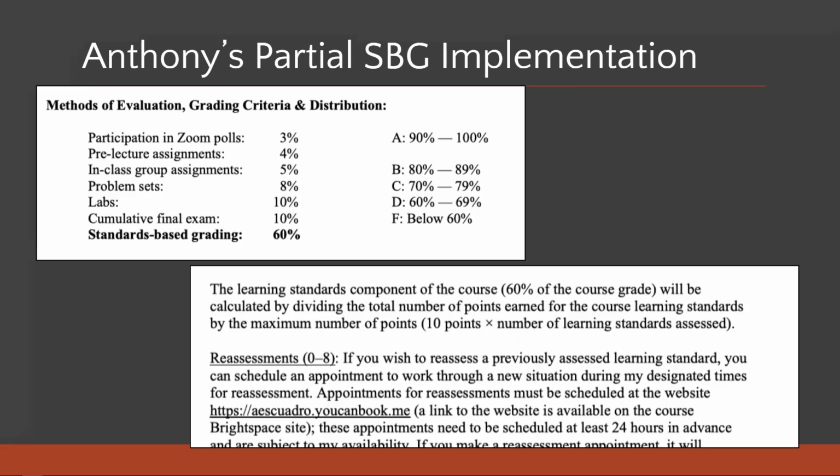And so a lot of my effort these days is trying to encourage the students who I feel would probably benefit, at least in terms of their grade at the end of the semester, if they were to take the time and the effort to schedule reassessments with me, and maybe show that they've improved their understanding for some of those early standards.